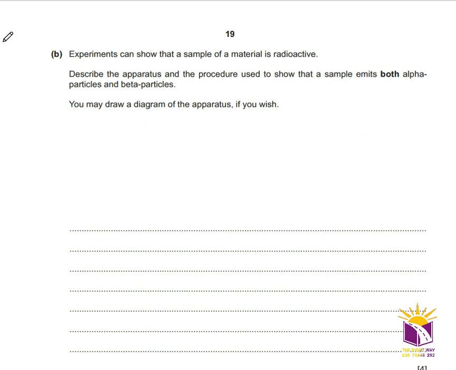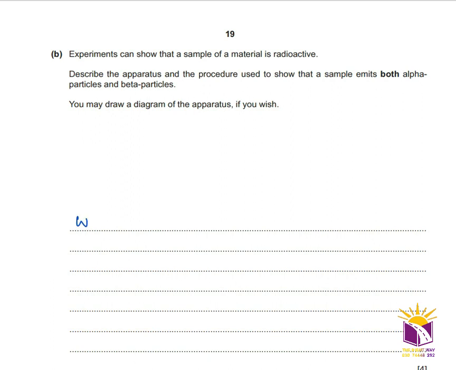Part B. Experiment can show that a sample of material is radioactive. Describe the apparatus and the procedure used to show that a sample emits both alpha particle and beta particle. You may draw a diagram of the apparatus if you wish. You can either write about GM tube or cloud chamber. I am going to write about cloud chamber. The cloud chamber is a device used for the detection of radiations.